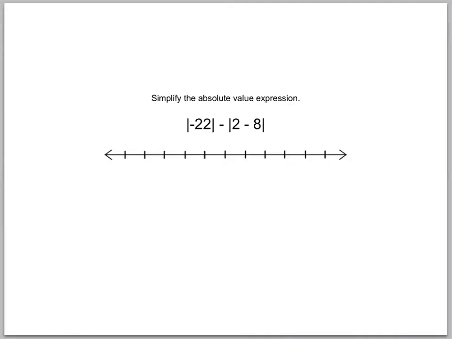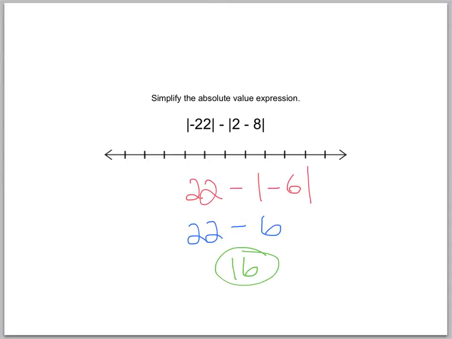For the last one, we have the absolute value of -22 minus the absolute value of 2 minus 8. So the absolute value of -22 is just a positive 22, minus 2 minus 8 is -6. Then we will say 22 minus the absolute value of -6, which is just 6. Next thing we will do, 22 minus 6 is 16. So our answer to that one would be 16.